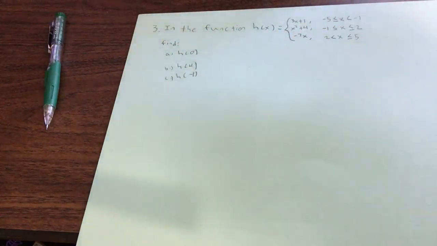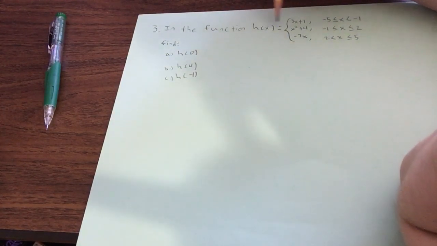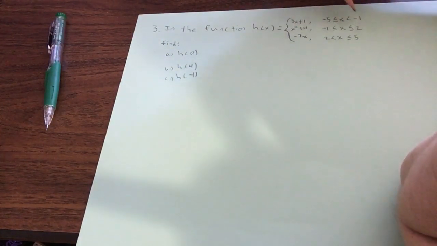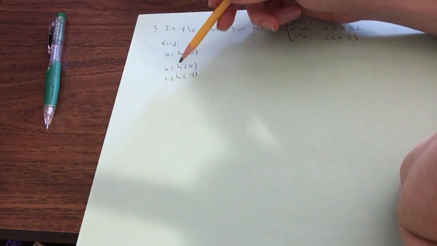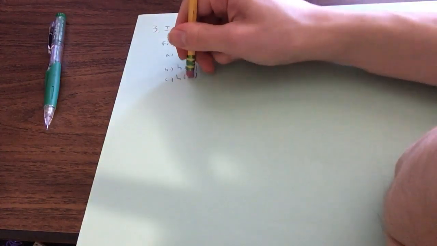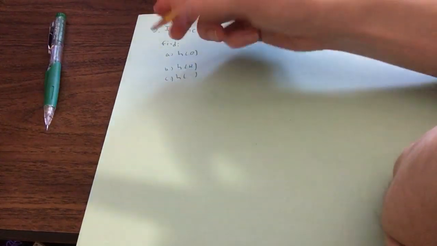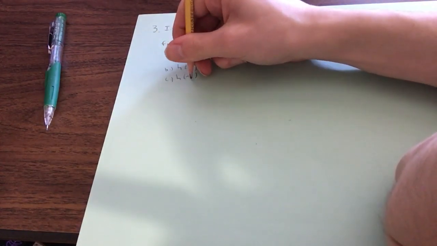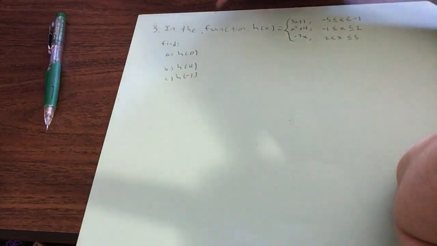So it says, question number 3, in the function h of x equals this, find h of 0, h of 4, and h of negative 1. I'm going to rewrite this one. That's a negative 1. Ta-da.